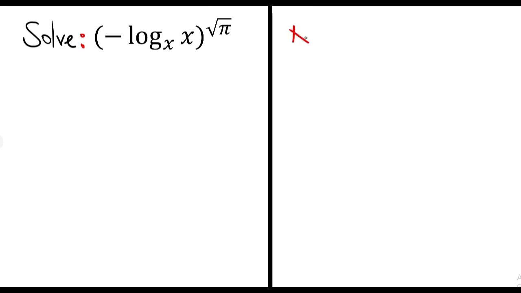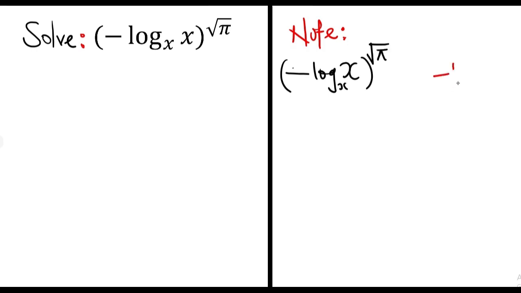We must note the first thing we observe here: (minus log of x to base x) all in parentheses raised to the power of pi, and (minus log of x to base x) raised to the power of root of pi. These two are not just the same thing. That is, the left hand side is not equal to the right hand side.